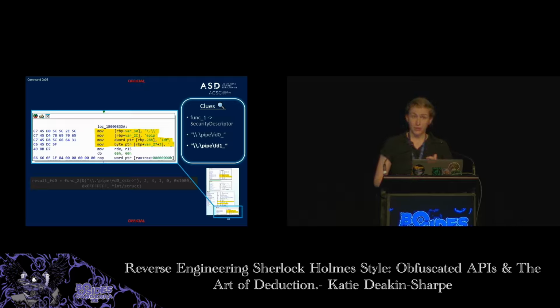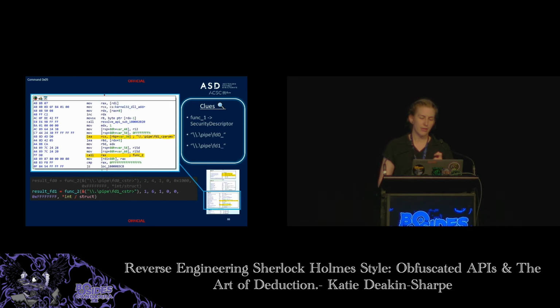Then we build up another string, pipe \fd1_, and we do the same thing. We append a 32-byte value to it, the same 32-byte value, and then we call function 2 again with a couple of differences in the values of our parameters, and then we get another result.